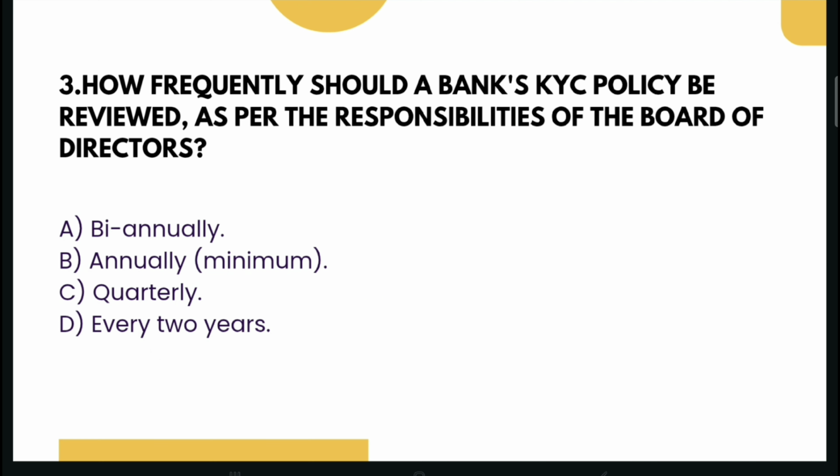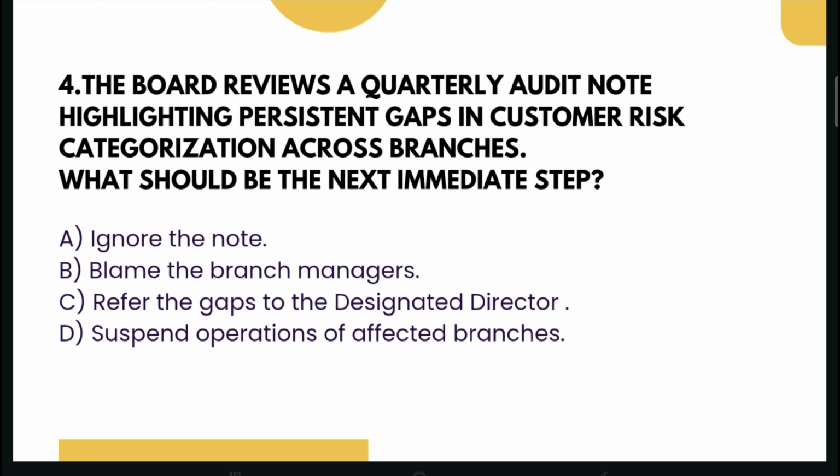Next question, the board reviews a quarterly audit note highlighting persistent gaps in customer risk categorization across branches. So, what should be the next immediate step? A, ignore the note, B, blame the branch managers, C, refer the gaps to the designated director, or D, suspend operations of affected branches. And the answer is C.